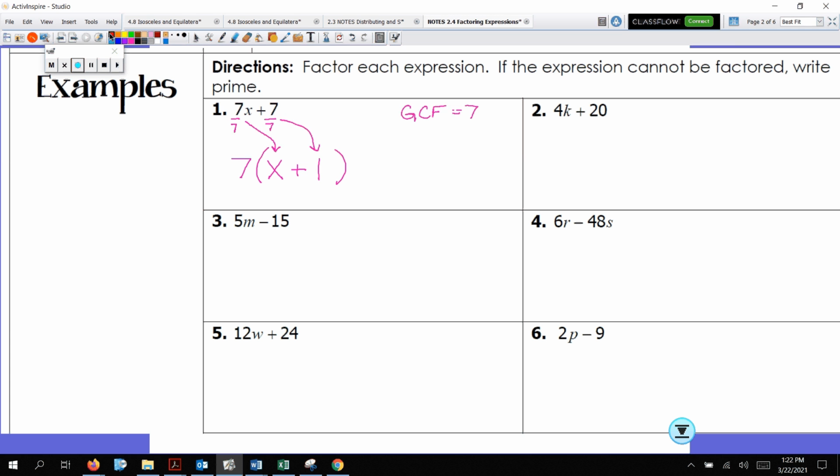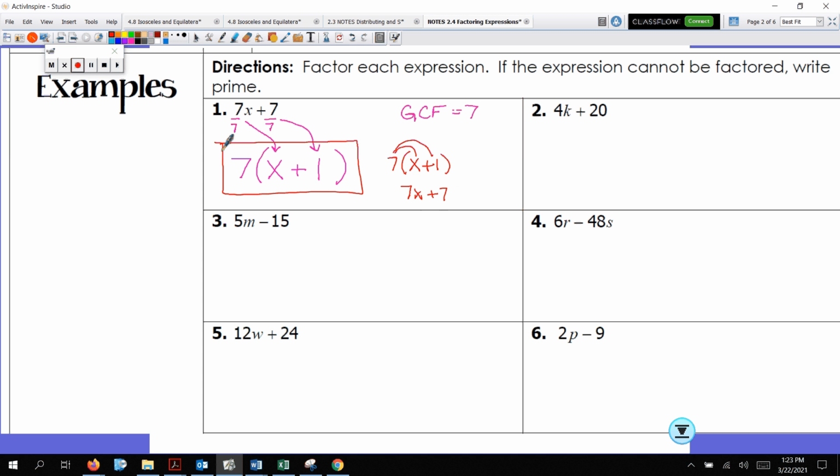So if you want to check, like I said, this is optional. So we have 7 times the quantity x plus 1. If we go ahead and distribute, 7 times x is 7x. 7 times 1 is 7. I did get back to the original expression, okay? But my answer, this is what I'm looking for. This is my answer in factored form.